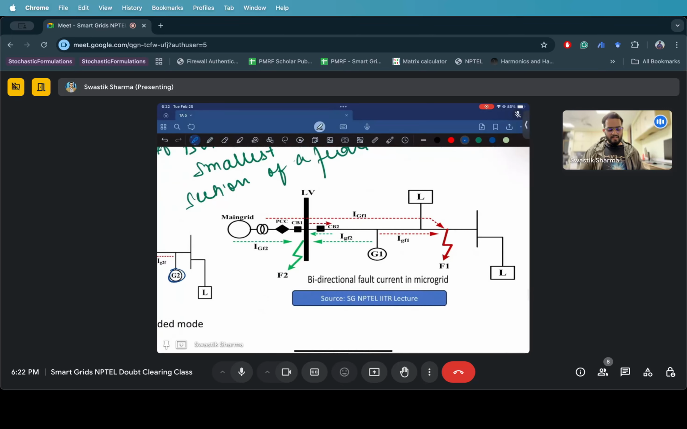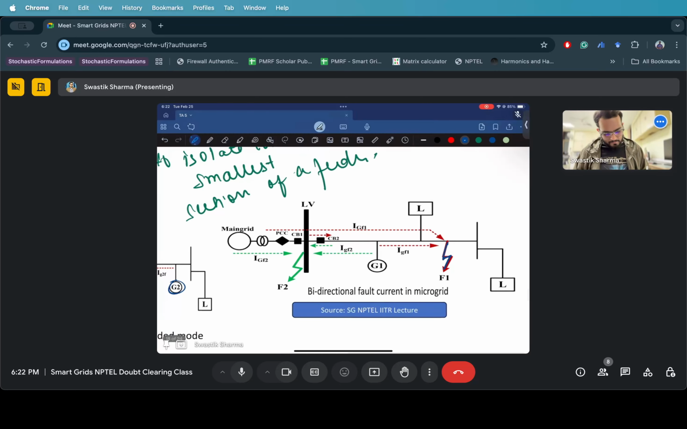Now there can be certain situations. For example, let's say there are two faults happening, one at the feeder's end and one in the main grid, and both of them will draw power. Let's say for fault one, the main grid is supplying IGF1, and G1 is supplying some small IGF1. So two faults happened, and this current is coming from the main grid, and G1 is also supplying to fault location 2 as well.